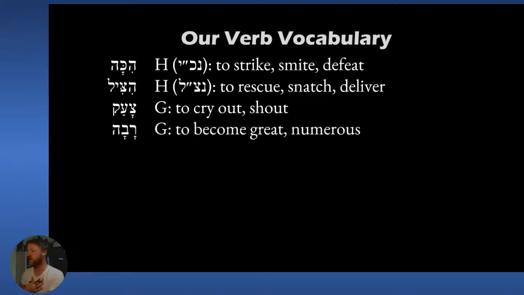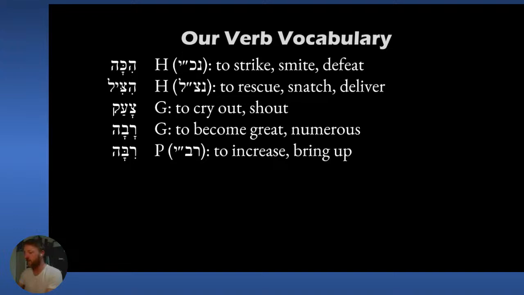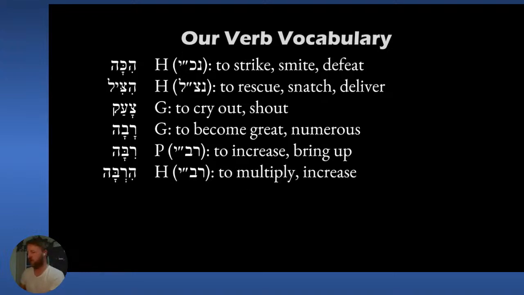I shouted. Rava. Rava is to become great. You can have it in the PL to increase or bring somebody up, and it's riba in the past. Riba. That's fun because in modern Hebrew, riba also means jelly, like strawberry jelly. Ribat tutim. Okay, and then in the Hiphil, hirba, to multiply or to increase. They're all attached to this root that means many or great.